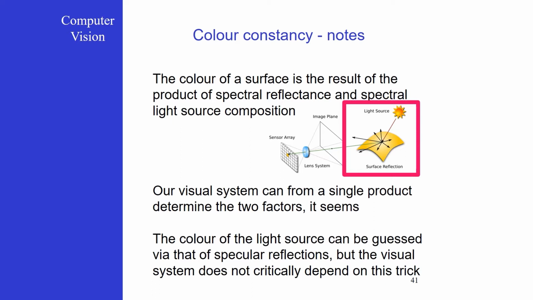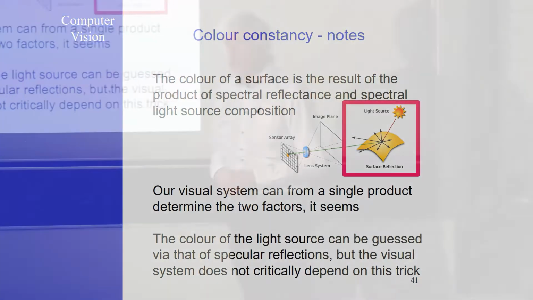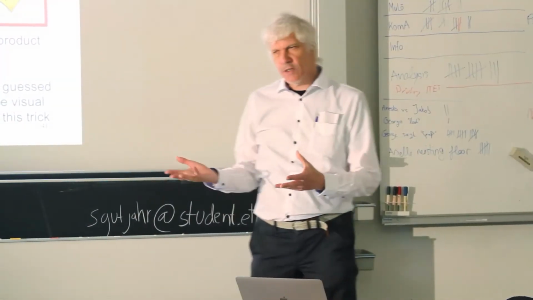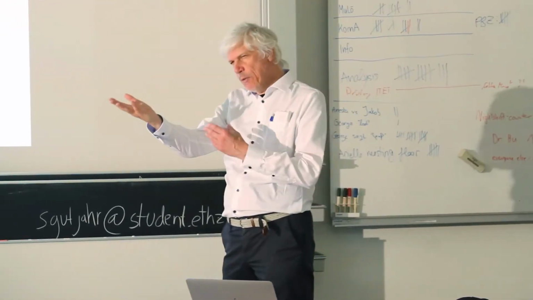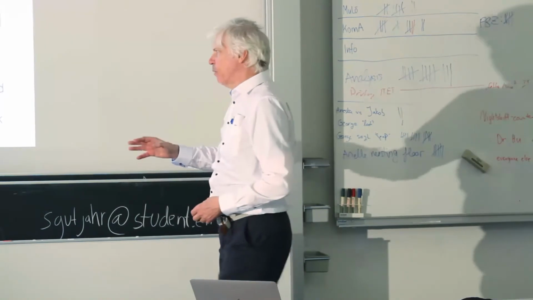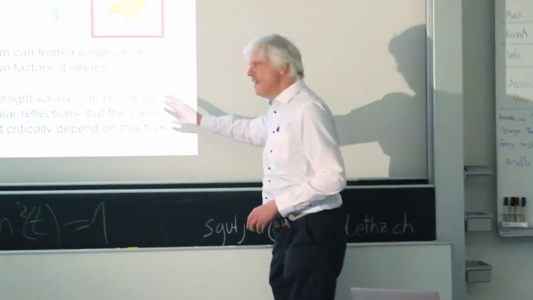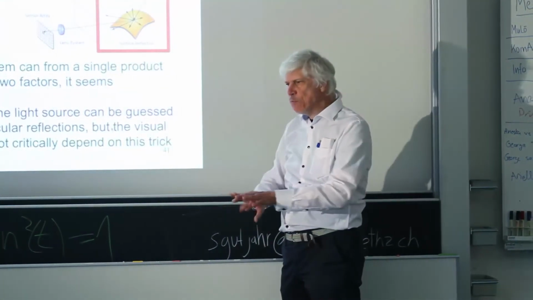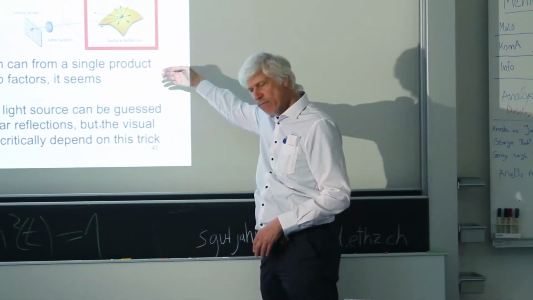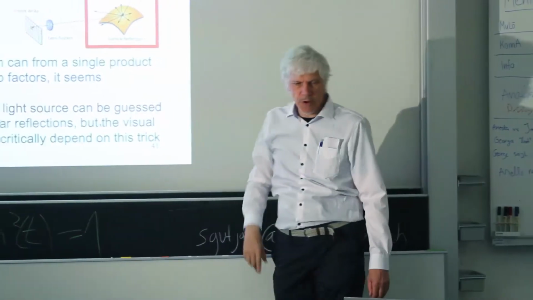By the way, this is a trick you could use if you have a specular reflection. These are places where the surface acts as a mirror, and you see the pure color of the illuminant. But it's not like human vision really needs that trick. We don't need any specularity in scenes to do that disentanglement. We can do it in almost any kind of scene.